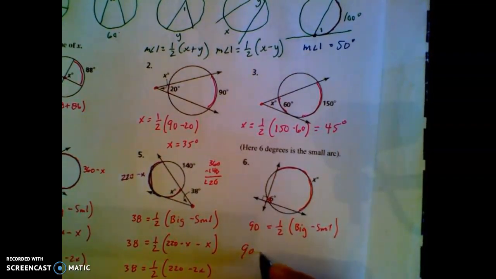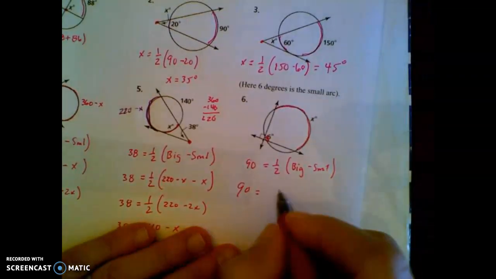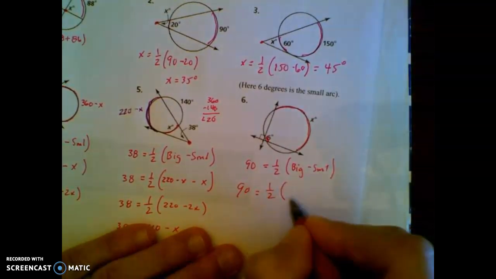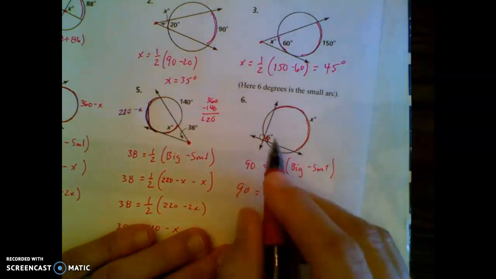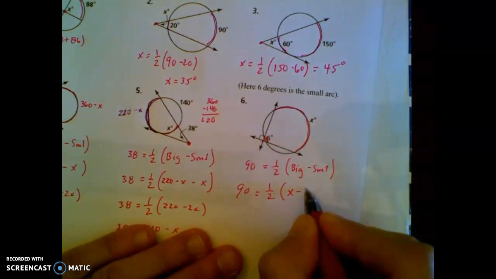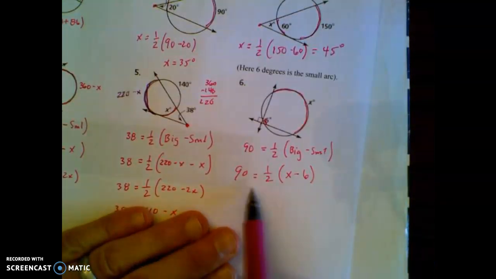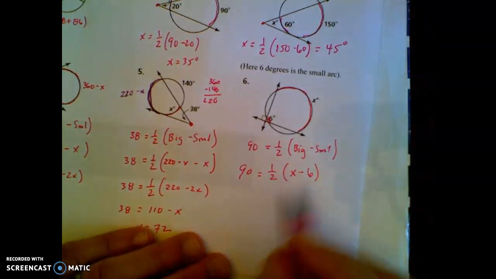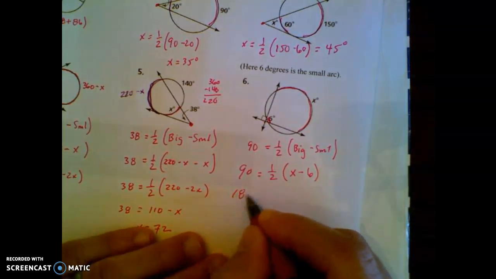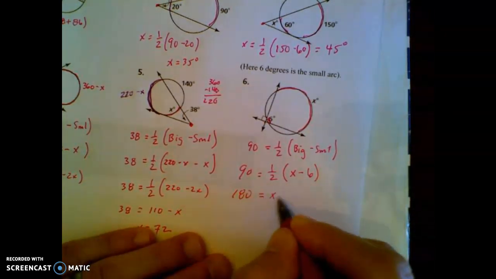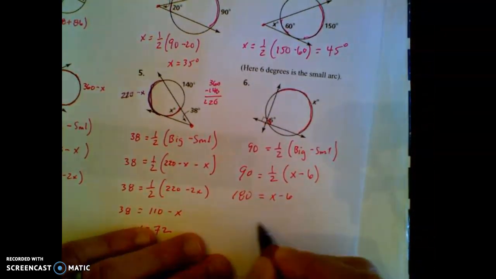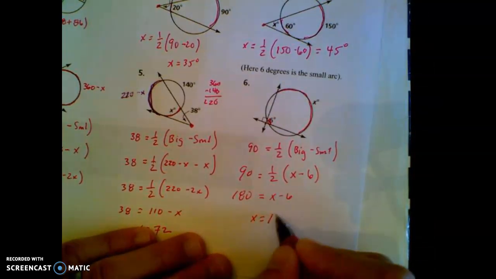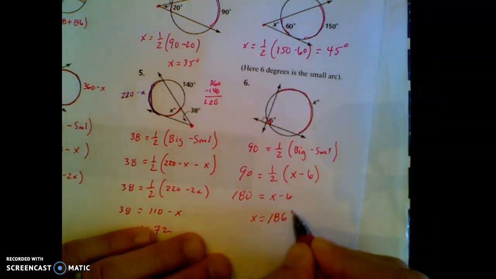So 90 is equal to 1/2 of the big, which I'm saying is x now, and then I know that small little guy is 6. So now in this scenario, I probably wouldn't multiply by 1/2 here because that's not an even number, so I just multiply by 2 to get rid of the half altogether. That would multiply the 90 times 2, x minus 6, add the 6 to both sides, so that means that big arc is 186 degrees.